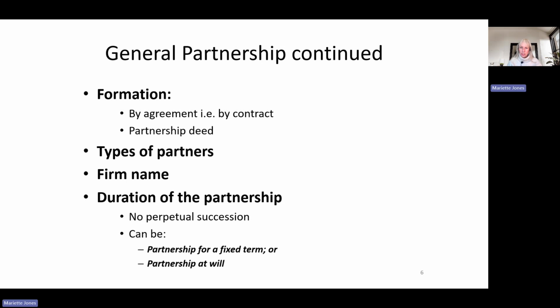Unlike companies, partnerships do not have a recognized separate legal personality, and therefore partnerships do not benefit from perpetual succession. Perpetual succession means basically you just go on and on. Your life goes on in an unlimited sense. So partnerships can exist for a fixed term, or they can operate as what we call a partnership at will, which means that any partner can end the partnership by giving notice.